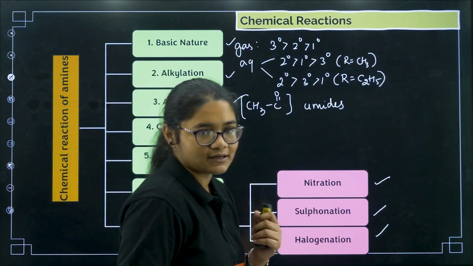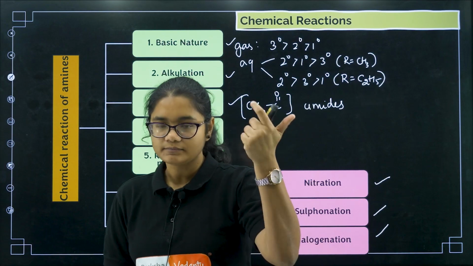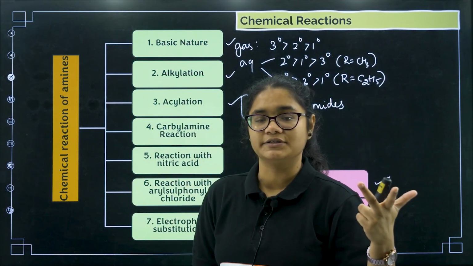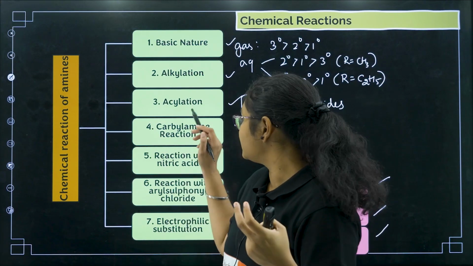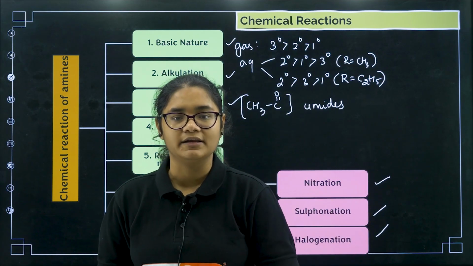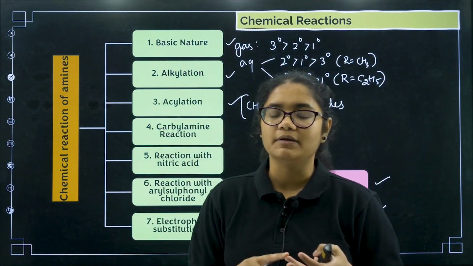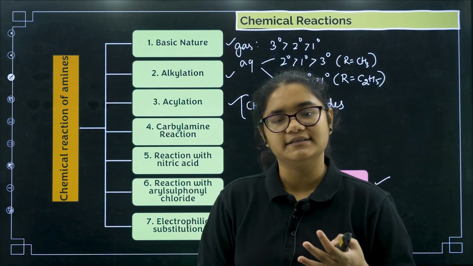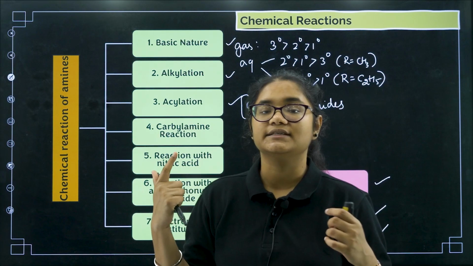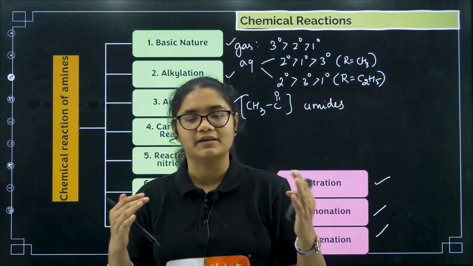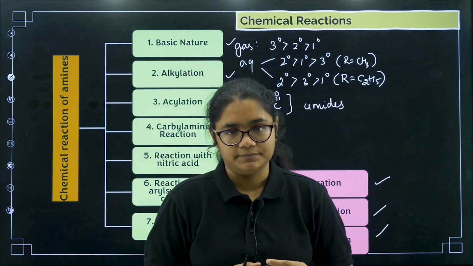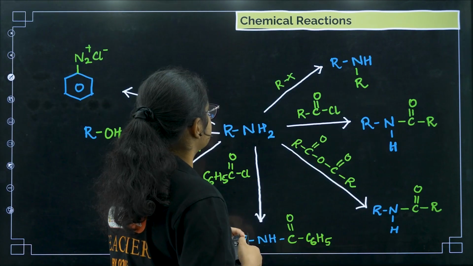So how many reactions are there? Seven. First is basicity, alkylation, acylation, right? These 3 things you can remember: basicity, alkylation and acylation. After that, these 3 reactions can be remembered as used for testing primary, secondary and tertiary amines: the carbylamine reaction, the benzene sulfonyl chloride reaction, and the reaction with nitrous acid. And the 7th one is electrophilic substitution reaction. Under that we have 3 categories: nitration, halogenation and sulfonation. Okay, fine. Let us go to the next.